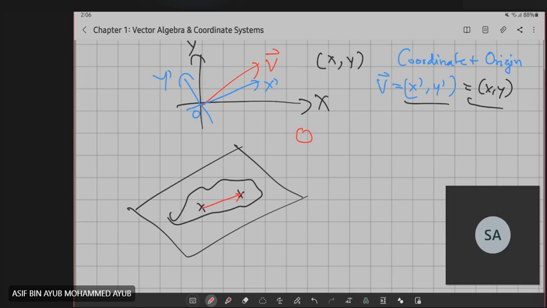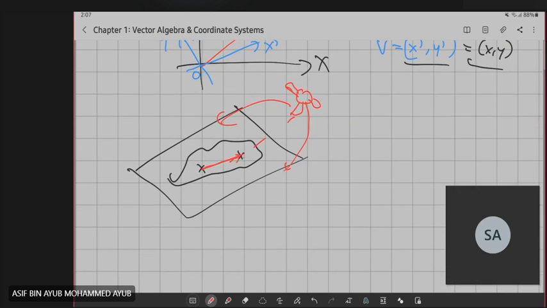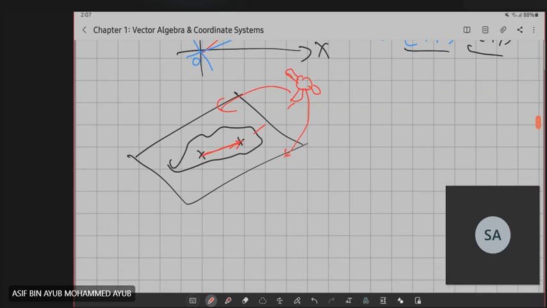Maybe you have a satellite here that is taking a picture of Bahrain and it sees the vector here. Now the satellite can be here or there, but this vector starts from Rifa and ends in Manama. So it doesn't really matter what coordinate you're choosing. You can study the vector in any way you like.